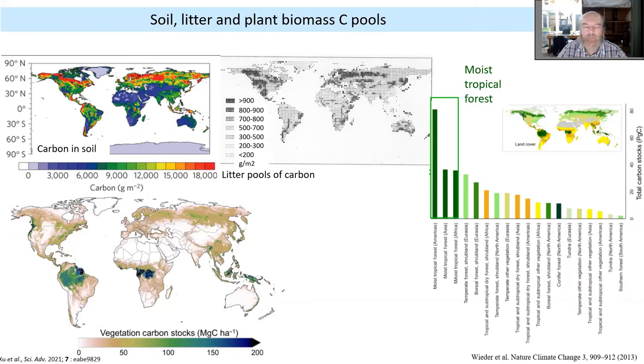The complete opposite situation is in the living biomass, where here you have carbon stocks, which are highest in the tropical rainforests very clearly. And when you look at the living biomass by vegetation types and region, then the three highest stocks are in the moist tropical forest, in the neotropics, Asia and Africa, and then we have some other biomes following.